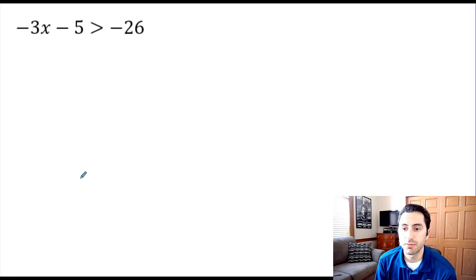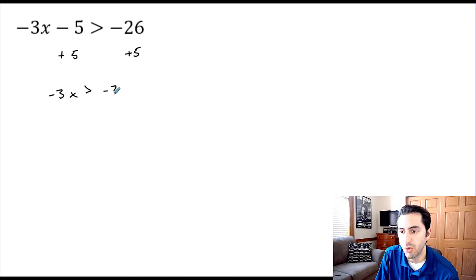So the first one, negative 3x minus 5 is greater than negative 26. Like I said, the process for solving these is exactly the same as solving an equation. So we want to start by isolating our variable term. So let's start by adding 5 to both sides. That's going to give me negative 3x is greater than negative 21.